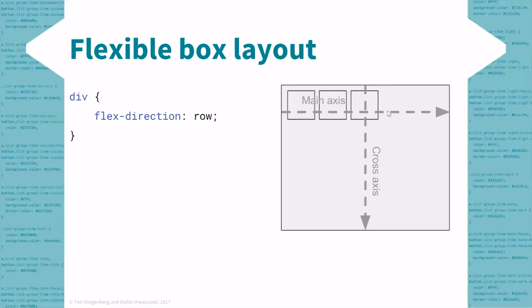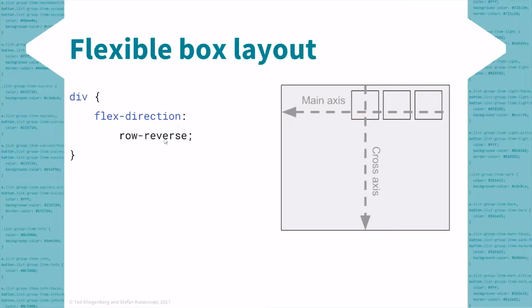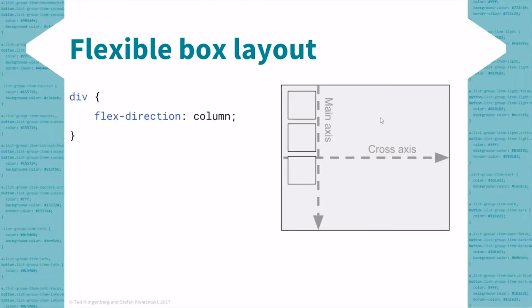So these elements are displayed in a row, and that's left to right on the main axis. We can even display this in row reverse, and you can see the property over here. And now our boxes are right to left along the main axis. Now we can also set the flex direction to column, and you can actually see that here.